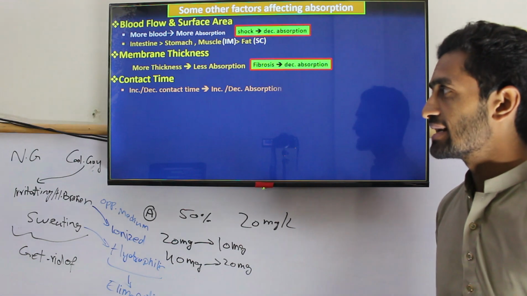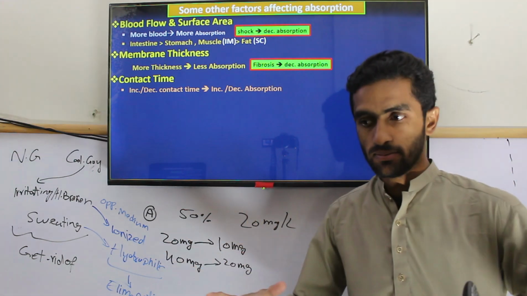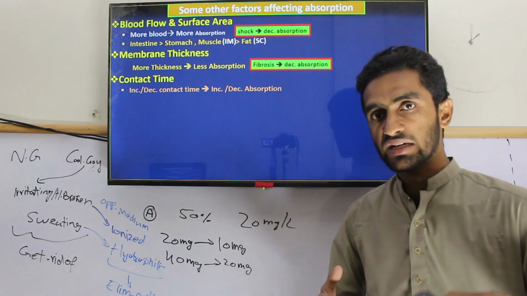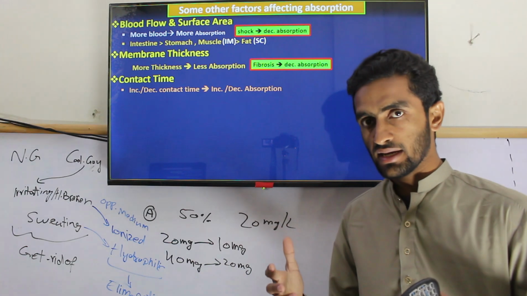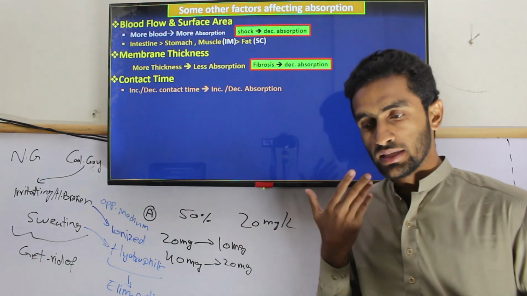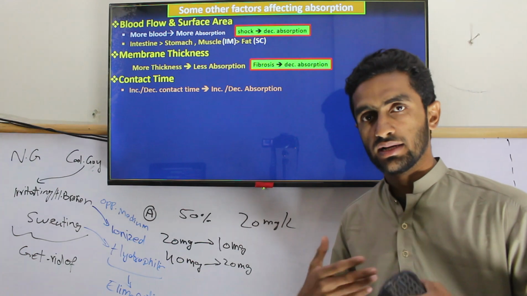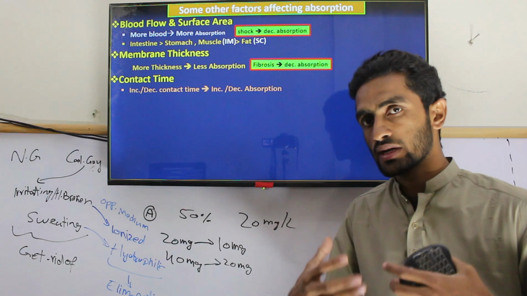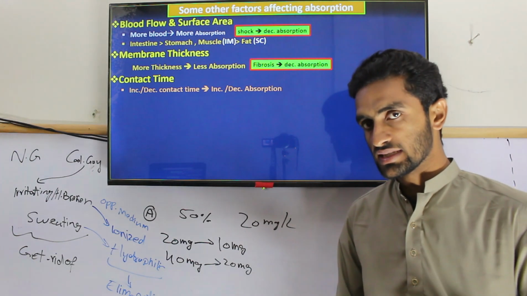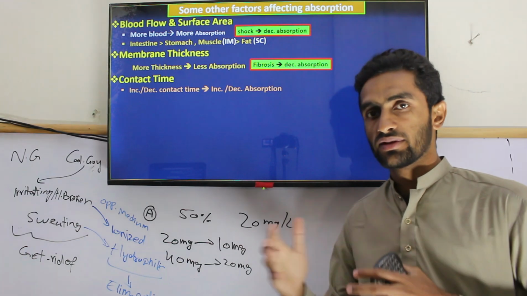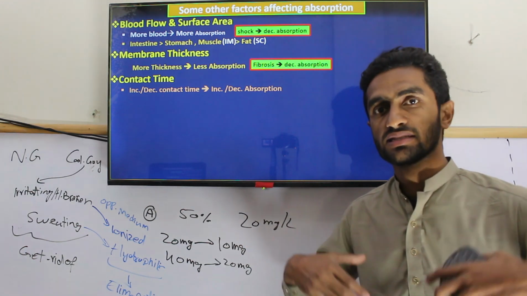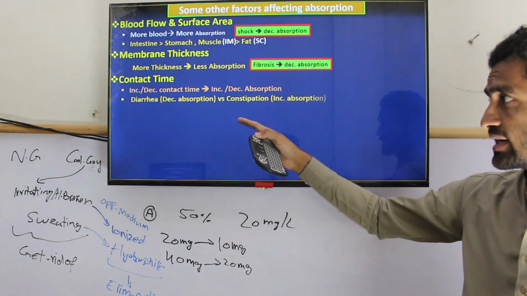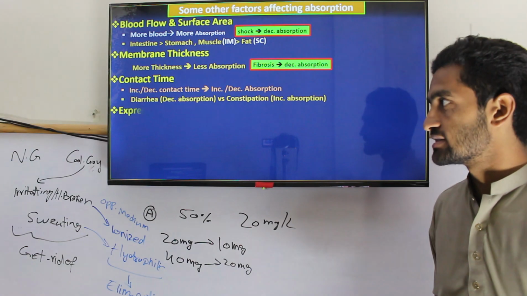Contact time, increase or decrease. If the contact time increases, your absorption will increase. If the contact time is decreased, for example in diarrhea, where fluid is continuously going out, or in vomiting, your contact time is going to decrease. That's why absorption decreases. Compared with constipation, where contact time is increased, absorption is increased. So diarrhea decreases absorption versus constipation increases absorption.